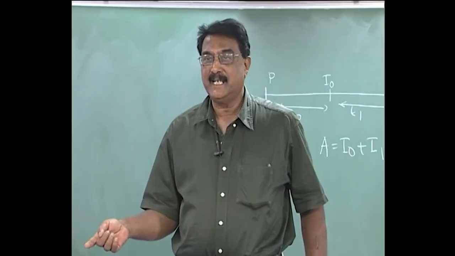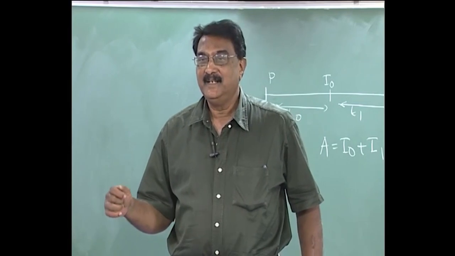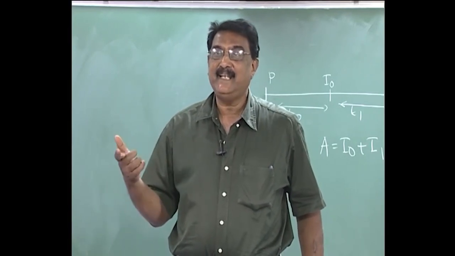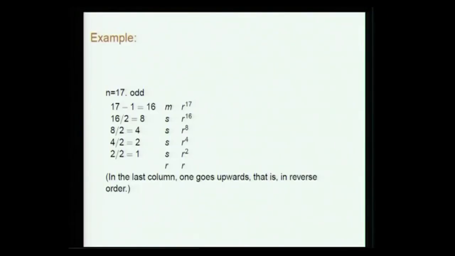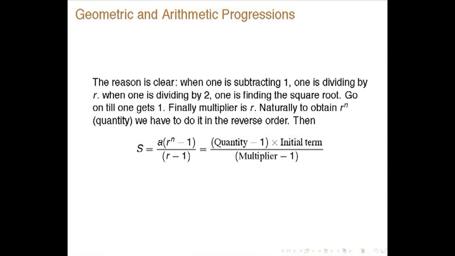Now you go to the next column, you start with r. Whenever there is s, you square it, and whenever there is m, you multiply by r. So, if you start with r at the bottom, now you are going in reverse. Next is s, so r square. Next is again s, so r to the power of 4, again s, r to the power of 8, next is r to the power of 16, and then last is m. So you have to multiply by r, so r to the power of 17.